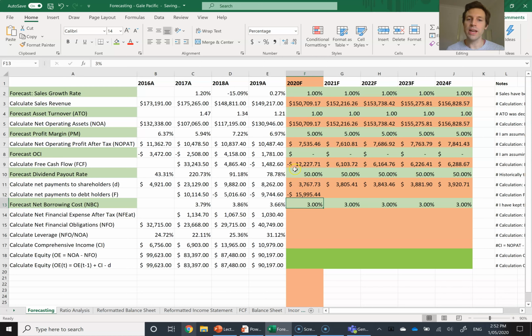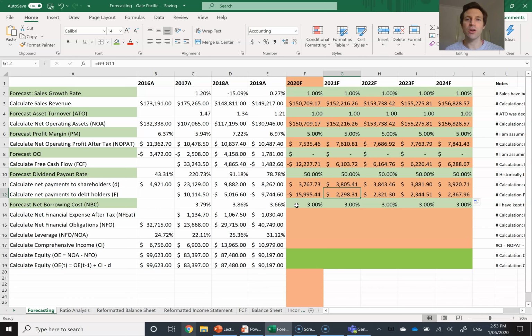Now, this means because we had negative free cash flow here, and I've got a positive payment to shareholders, I must have borrowed money. A negative payment to debt holders means that I have borrowed money this year to help pay my dividends and to help fund this increase in my net operating assets as well. So a negative number for payments to debt holders means I've borrowed money. A positive number in the following years means I'm paying back some of my debt. Forecasting the net borrowing cost comes next.